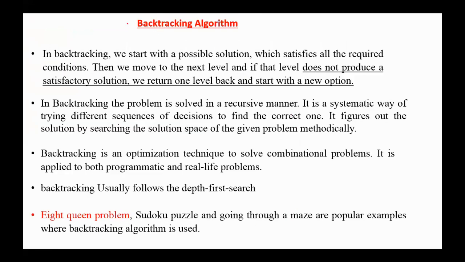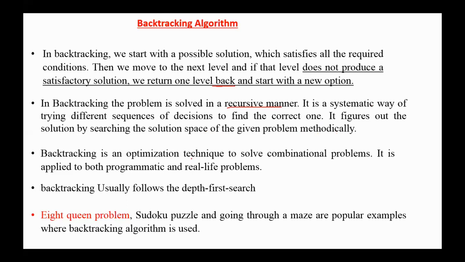Next strategy is backtracking. In backtracking, we start with a possible solution which satisfies all the required conditions. Then we move to the next level. And if that level does not produce a satisfactory solution, we go one level back and start with a new option. In backtracking, the problem is solved in a recursive manner. It is a systematic way of trying different sequences of decisions to find the correct one. It figures out the solution by searching the solution space of the given problem methodically.